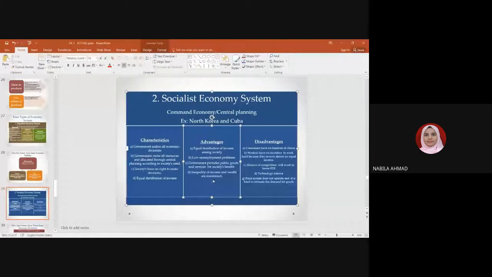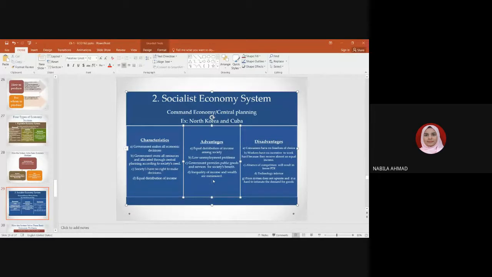Okay. So what are the disadvantages? Consumer have no freedom of choice. Kita tak ada pilihan lah sebab tak ada barang yang banyak dihasilkan. Workers have no incentive to work hard because they receive almost equal income. So lebih kurang sama saja dia punya pendapatan pun tidak begitu tinggi dan sebagainya kan. Jadi dia tak ada insentif untuk bekerja dengan lebih kuat lagi lah.